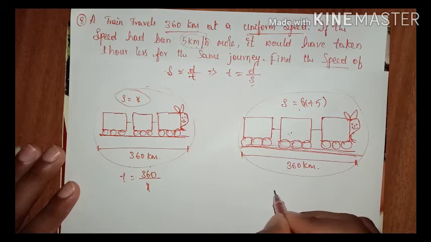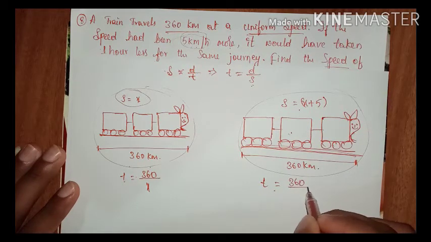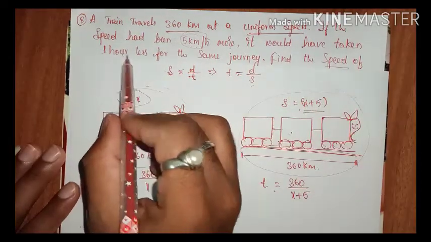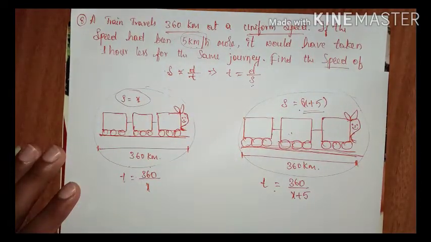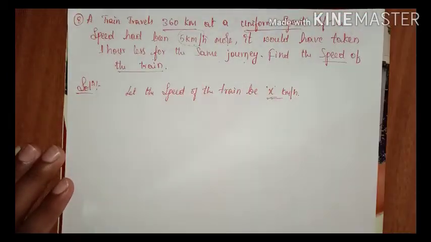And what is the time of this one? Okay, so the time of the second train: the distance is 360, same, but the speed is x plus 5, isn't it? Okay, so as he gave, it would have taken 1 hour less, meaning a time difference he has given. Let us take the time difference here.